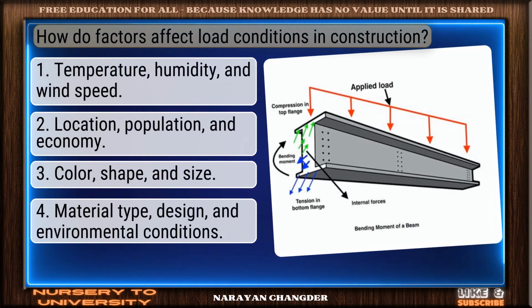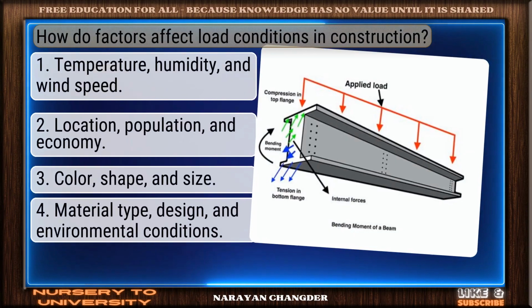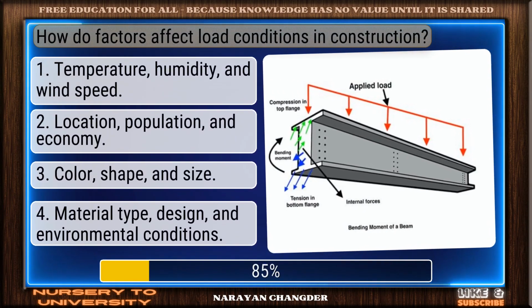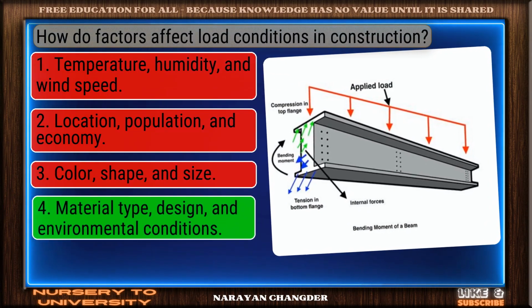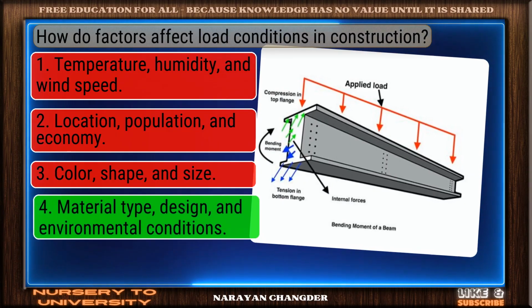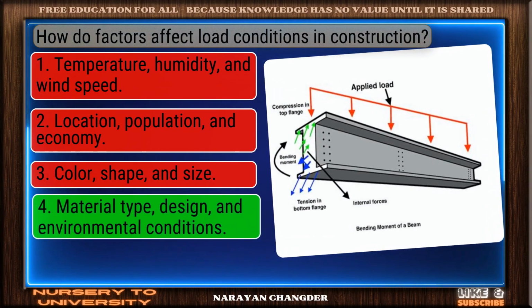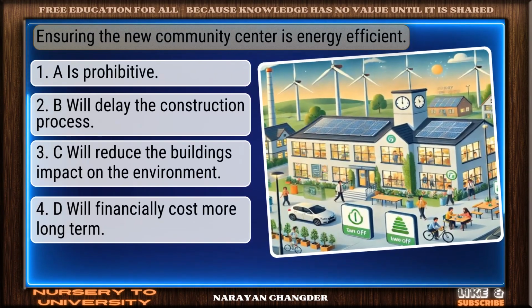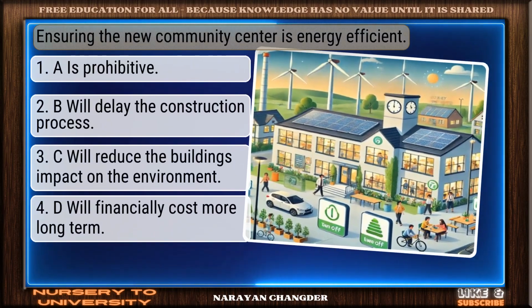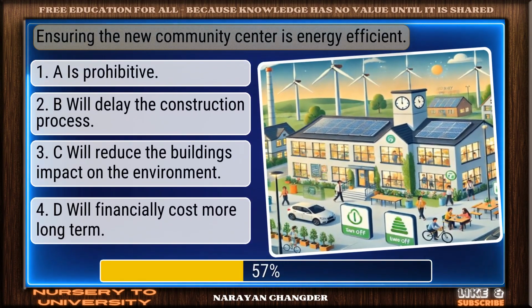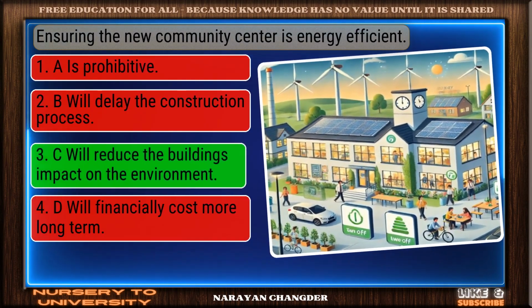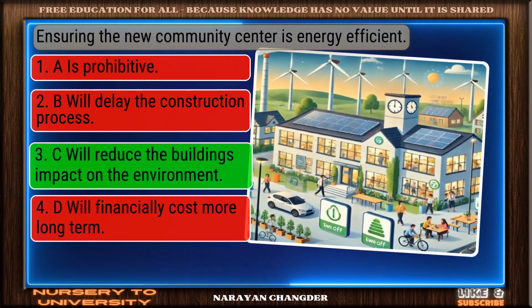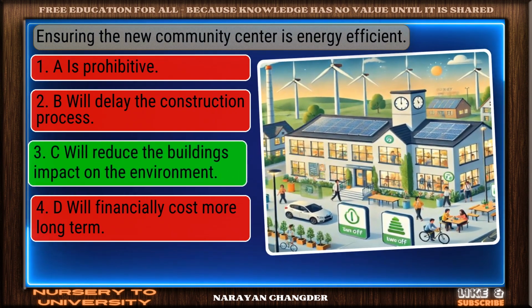How do factors affect load conditions in construction? Good thinking. Material type, design, and environmental conditions is the right answer. Ensuring the new community center is energy efficient. Correct. C will reduce the building's impact on the environment is the right answer.